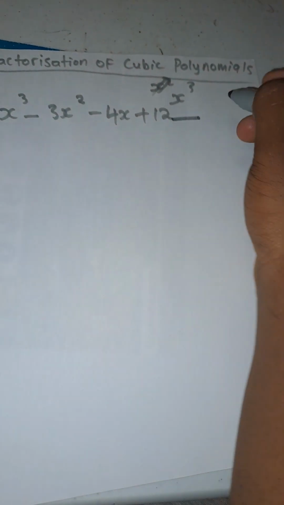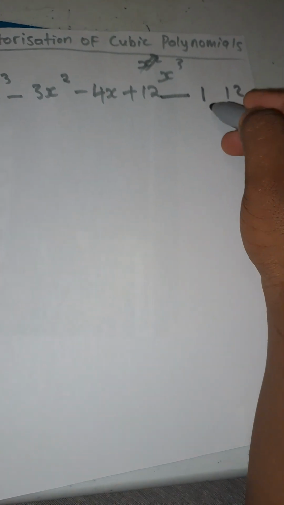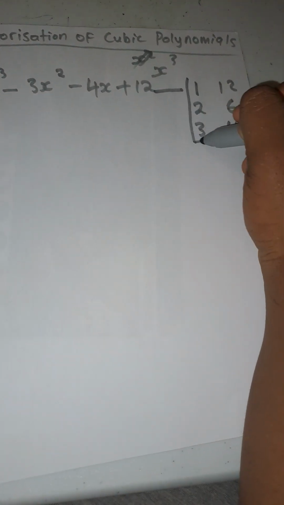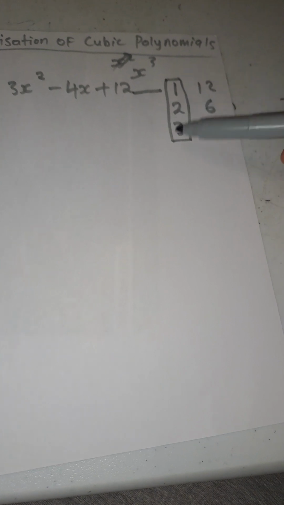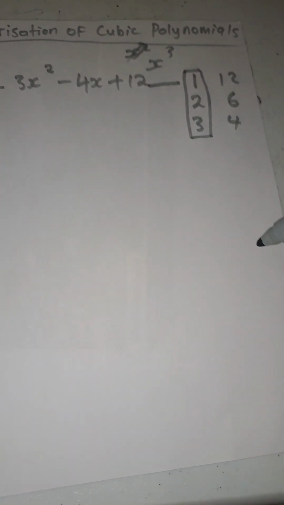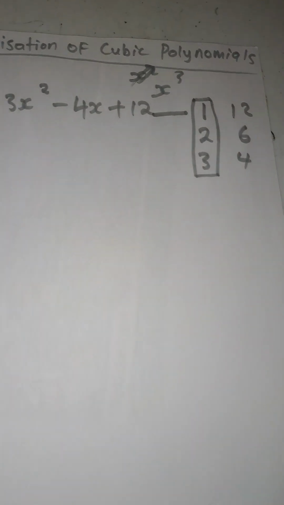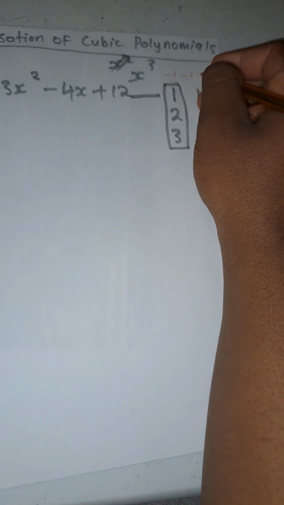Okay, so let's continue. I'm going to find the factors of 12. I have 1 and 12, 2 and 6, 3 and 4. I'm going to consider the first ones. We usually use the first three, and if they don't work, you are going to have to start using minus 1, minus 2, minus 3.